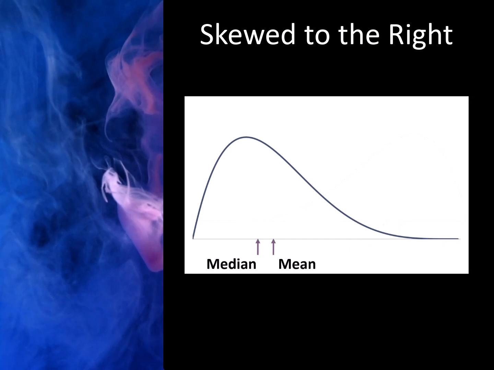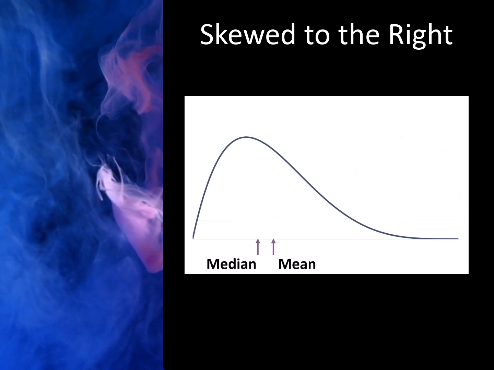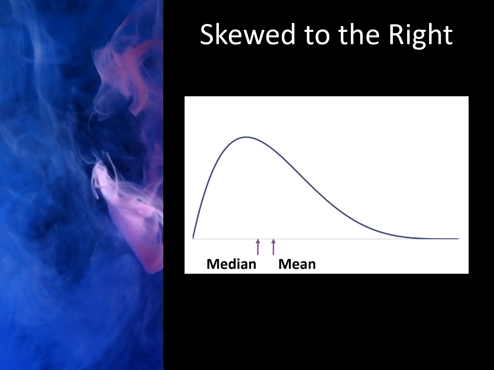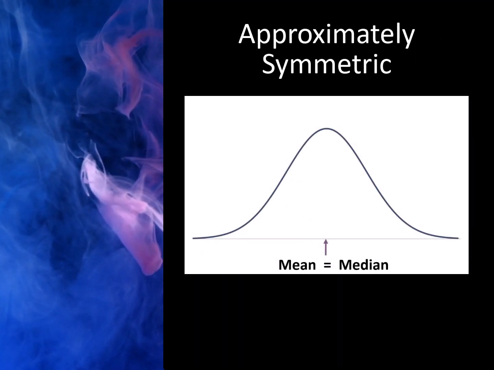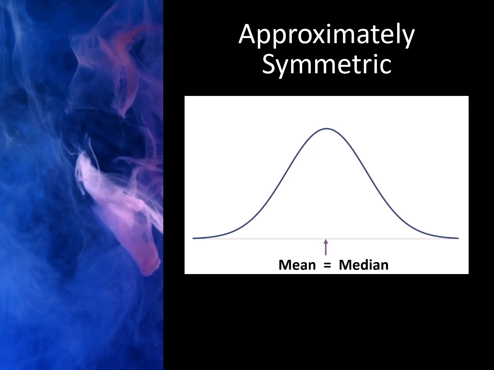In a distribution that is skewed to the right, we expect for the mean to be greater than the median. For distributions that are symmetric, we expect for the mean and median to be approximately equal.